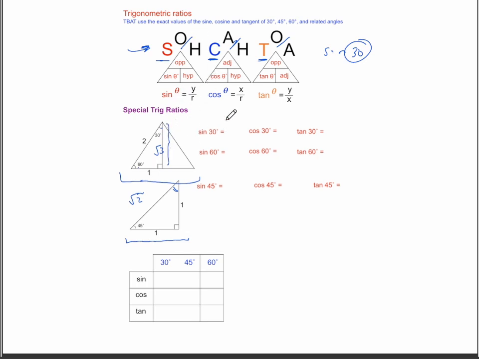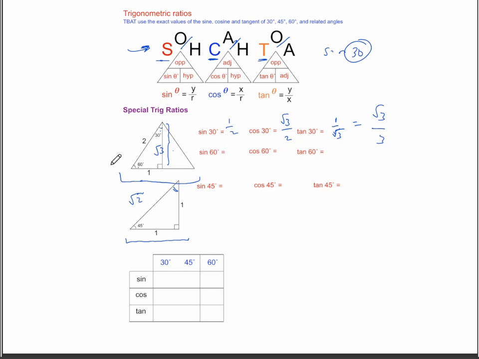Take the 30: opposite is 1 and the hypotenuse is 2, so 1 over 2, and that's your value for sine 30. For cos 30, we are looking at the adjacent of 30, which is root 3, over the hypotenuse, which is 2 again, and that's the value of cos 30. Then tan 30 is opposite 1 over adjacent, so 1 over root 3, which is just root 3 over 3.